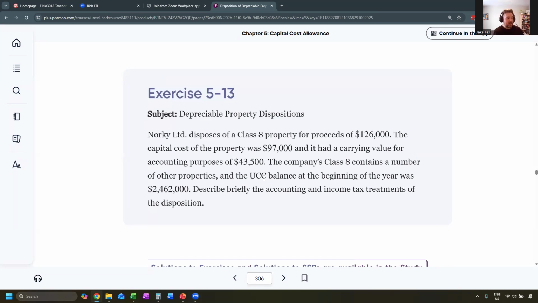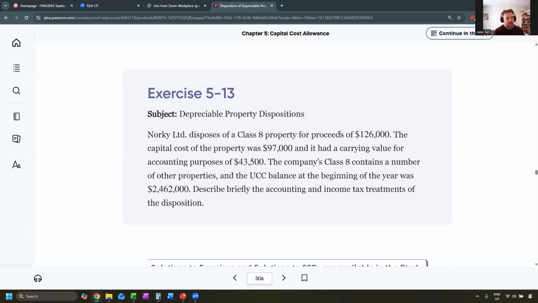The UCC balance is 2.4 million, almost 2.5 million. When we deal with the disposition, there's going to be lots of UCC left. And there are still lots of other properties. So we're not going to worry about terminal loss. As long as there are still properties, we're not worrying about terminal loss. Since UCC is not going to get below zero, we don't need to worry about recapture. Recapture comes into play if UCC goes below zero.